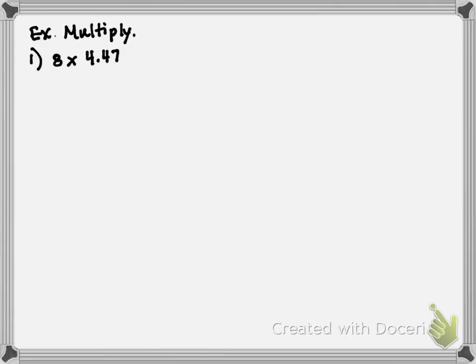So first thing I'm going to do is estimate, and what I would get is an 8 and a 4. So if I multiply those, I get 32. So my answer is going to be somewhere close to 32, okay? So it's a 2-digit answer. So that's what I'm looking for.